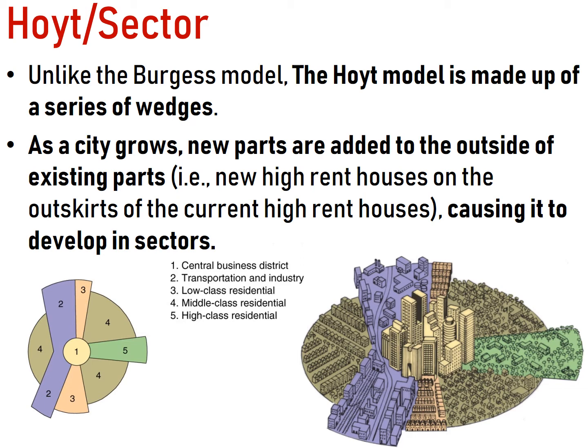Then we move on to the Hoyt or the sector model, once again made up around the same time, also made about the same city, Chicago. But in this one, instead of rings, what we get are sectors or wedges. And it's that all levels of income have access to the central business district because that's where all the services are. So rich people don't have to drive through the poor neighborhoods, poor people don't have to drive through rich neighborhoods, the middle class all get access to the central business district, so on and so forth.